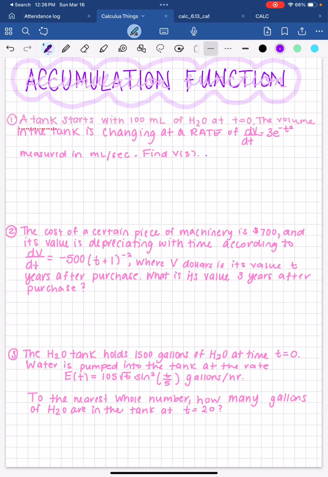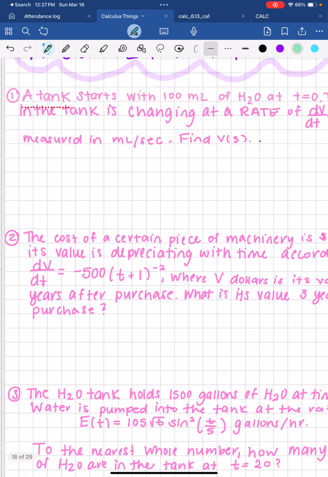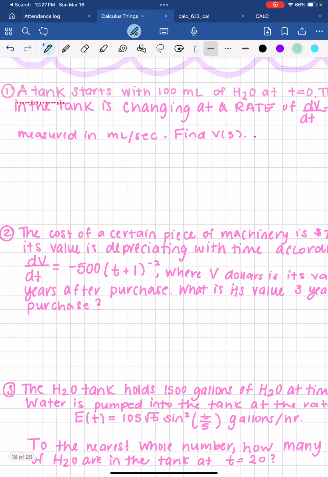So today I wanted to do a video on the accumulation function. I don't have my calculator on me, but we're going to chat about it. So here we go. The accumulation function, I like to teach it like this in class, which your teachers probably do as well. It's just a rearrangement of the fundamental theorem.